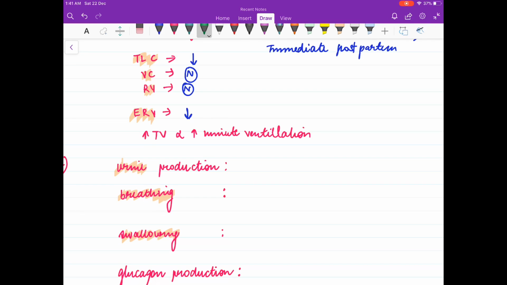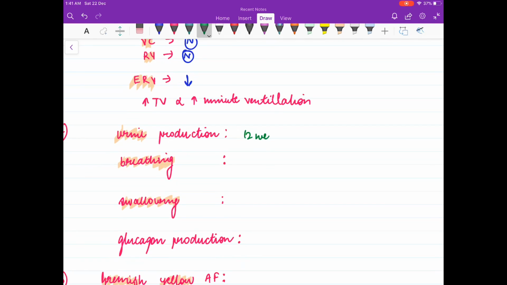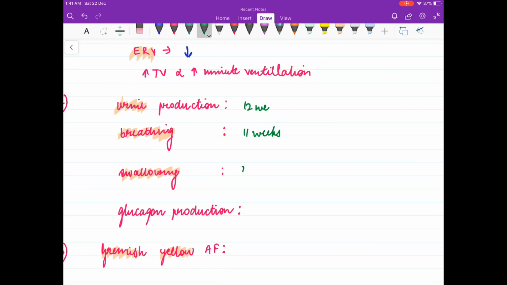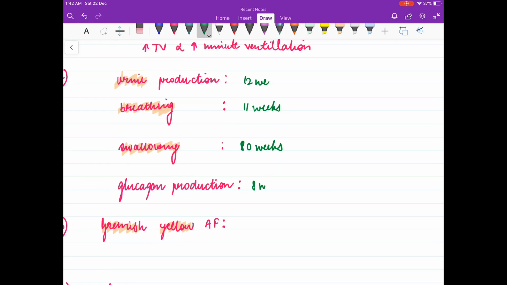Urine production starts at 12 weeks in pregnancy. Breathing 11 weeks. Swallowing 10 weeks. Glucagon production 8 weeks. Insulin production 12 weeks.